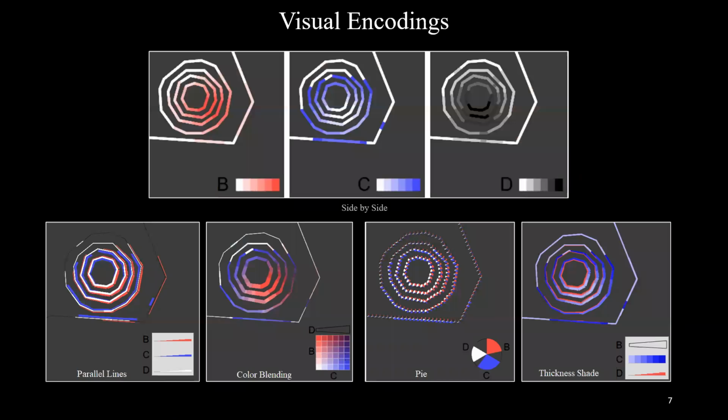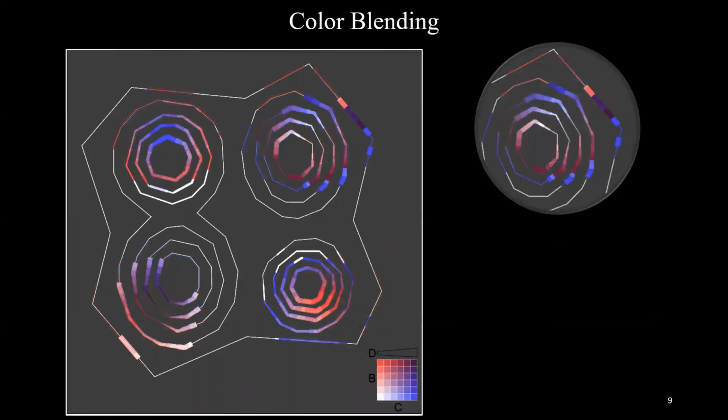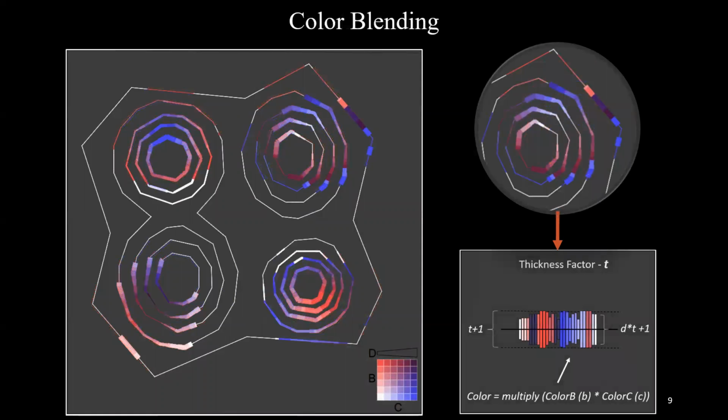To do that, we created 5 designs to visualize 4 variables. Let's take a look. The first design is called parallel lines, where the contour lines of A are used to visualize B, C, and D in 3 parallel lines. The thicknesses of B, C, or D at a specific point is mapped from their corresponding values. In color blending, the thickness of the line depends on D, and the color at that point is a multiplication blend of B and C color shades, from white to red and white to blue, respectively.